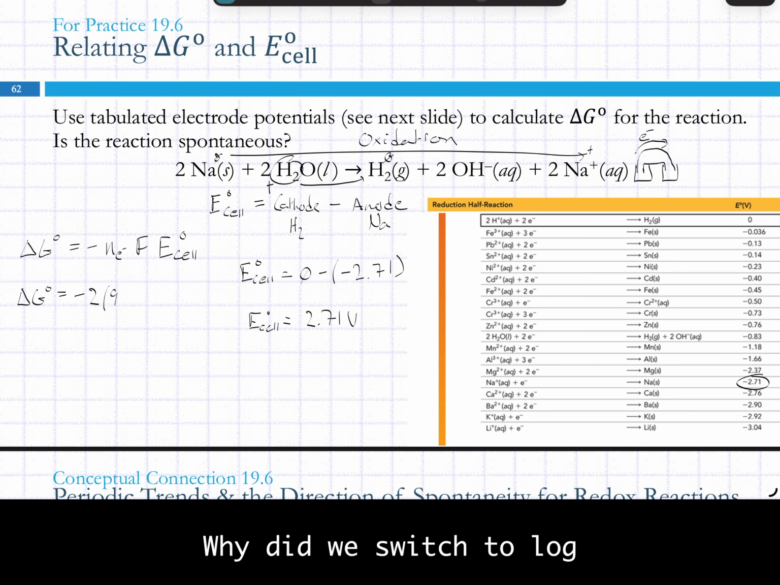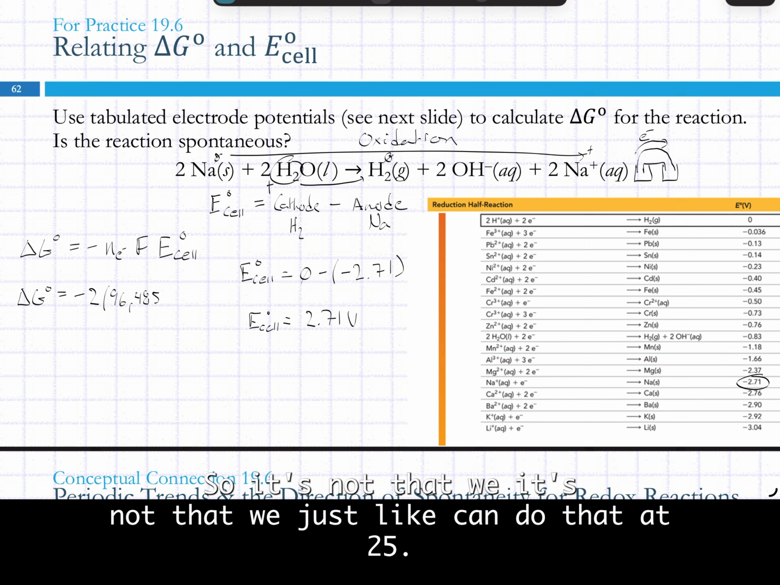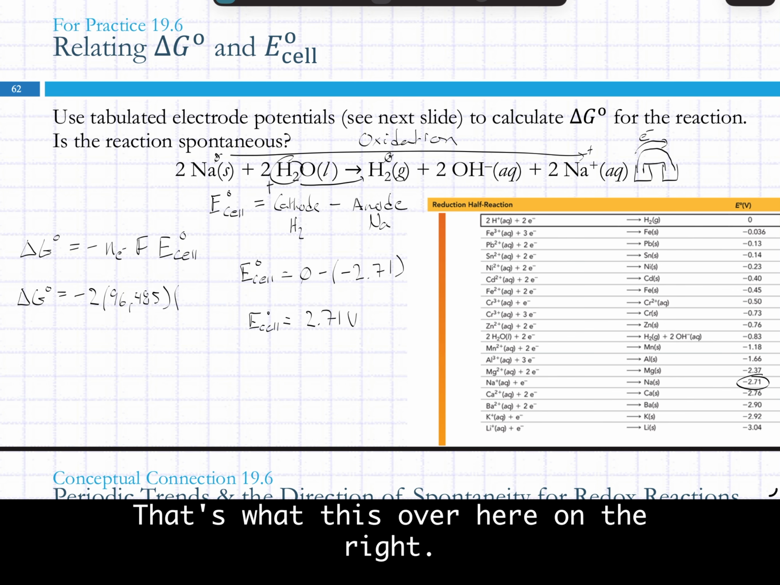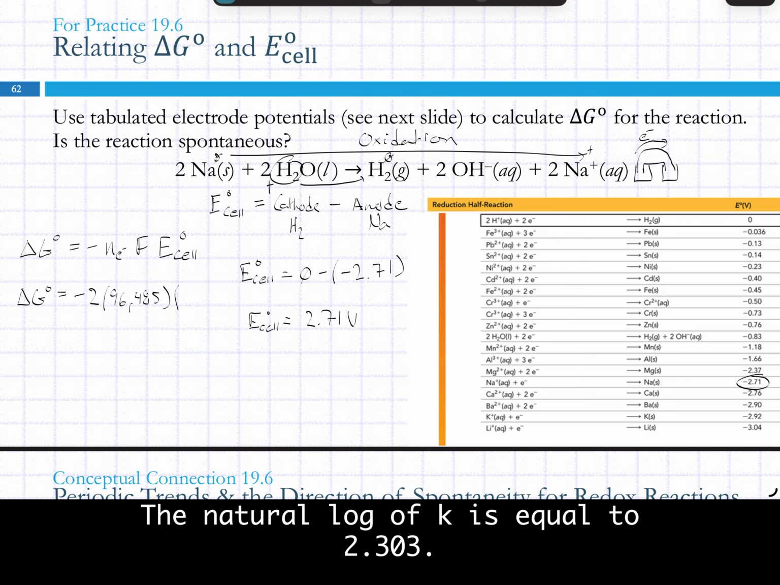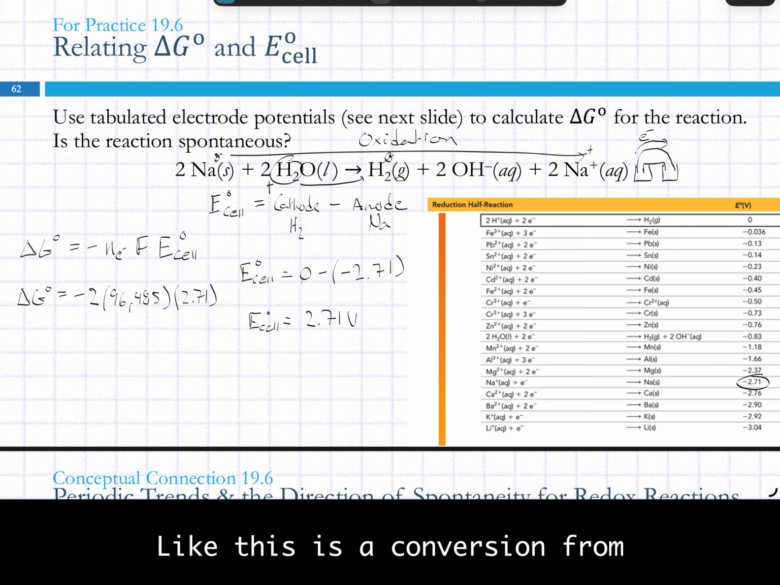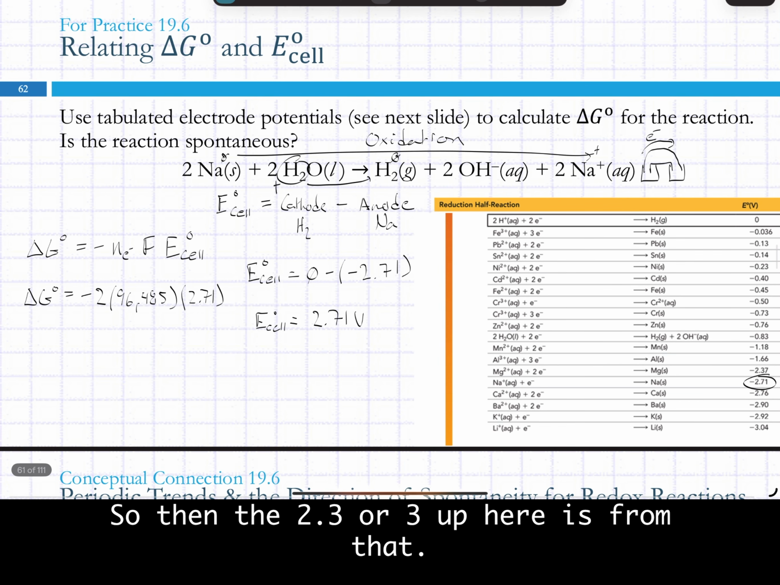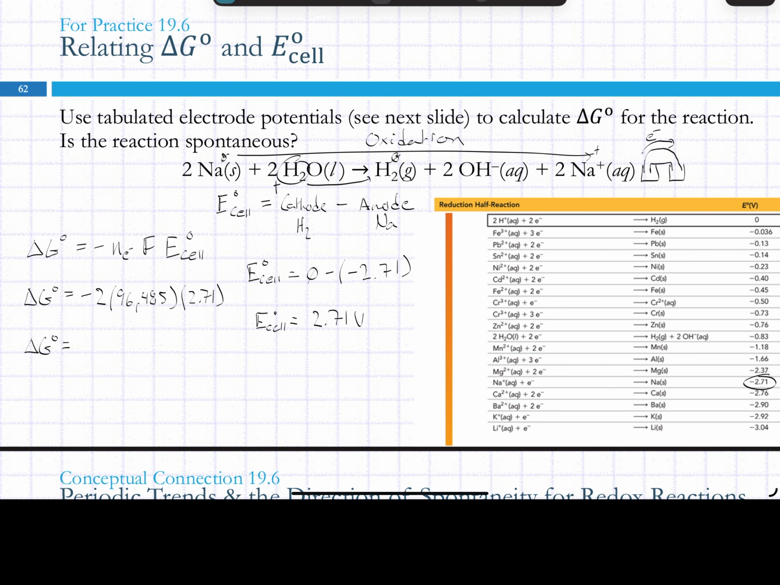Why did we switch to log base 10 at the end? Why could we do that at 25? So it's not that we can just do that at 25. That's what this over here on the right is: the natural log of K is equal to 2.303 times log base 10. This is a conversion from log base 10 to natural log, to switch between the two. So the 2.303 up here is from that.